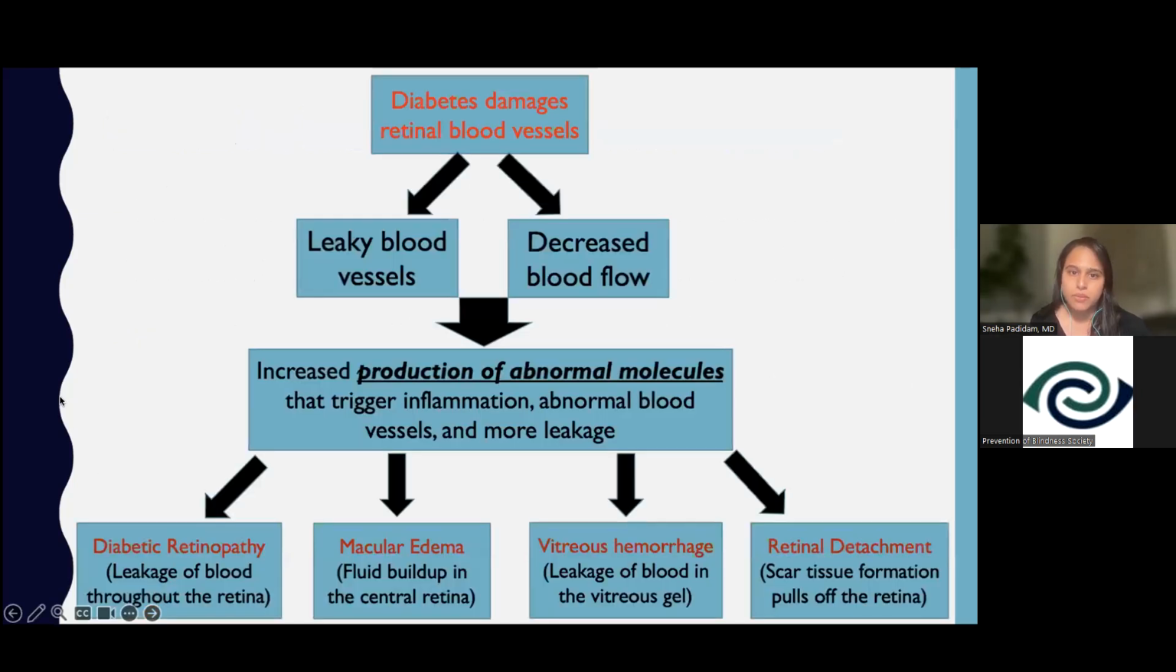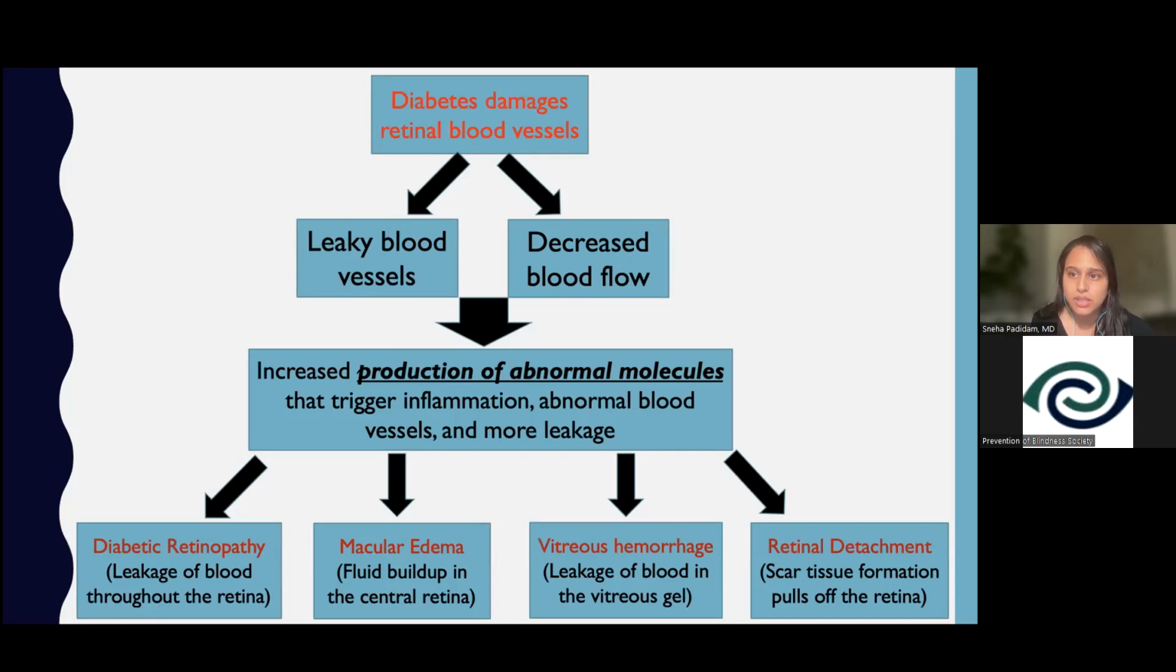So basically, what happens is diabetes damages blood vessels throughout the body and in the eyes. And the two main ways it does that is, number one, it can cause leaky blood vessels. And number two, it causes decreased blood flow, mostly to the peripheral retina, sometimes the central retina. And when they have leaky blood vessels and decreased blood flow, there's an increased production of abnormal molecules, including VEGF.